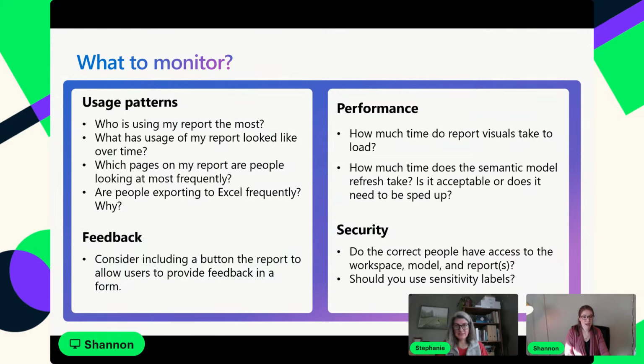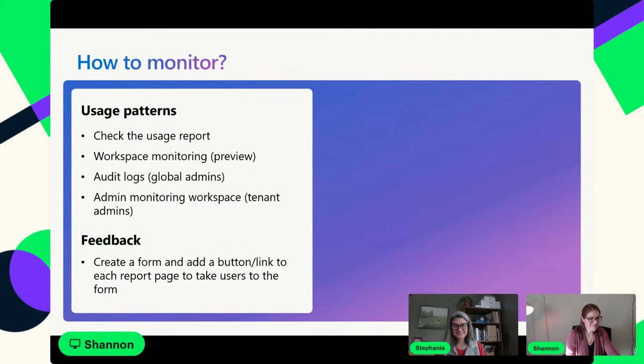So next slide. Awesome. How do we do it? I'd be really curious to know how many folks on the call already monitor these things, and if you do, how do you do it? I'd love to know. Okay, so how can we do it? Well, we can check the usage report, which I'm going to show you in the demo. There's also workspace monitoring. There are the audit logs. These are kind of a pain. You have to be a global admin to be able to get to these. But there is a newish admin monitoring workspace. You do have to be a tenant admin right now to be able to access that, but your tenant admin can share the reports with you.